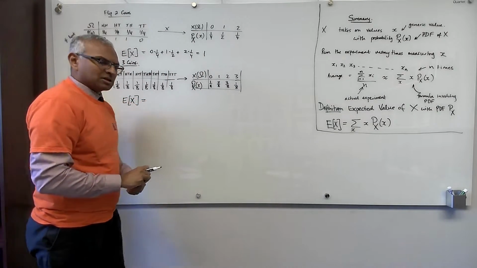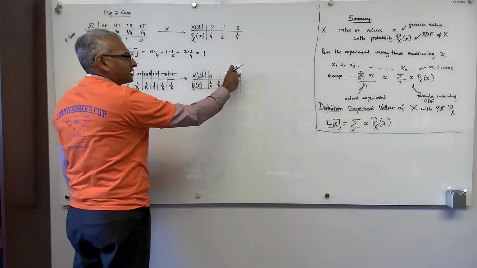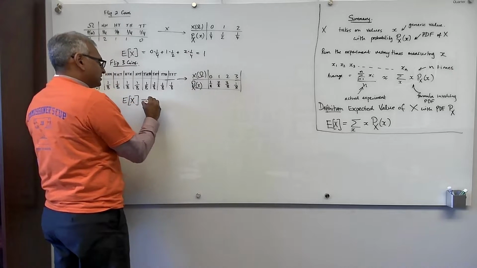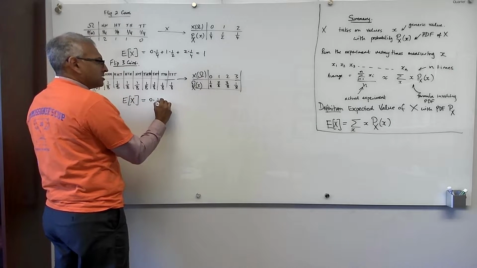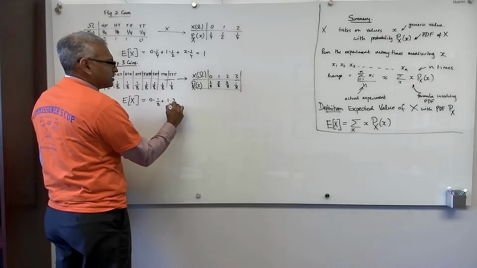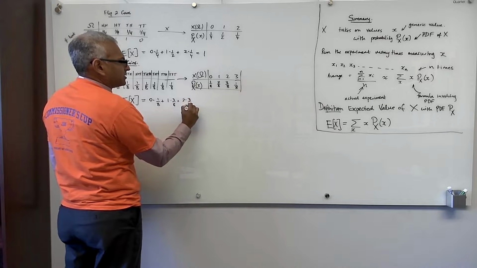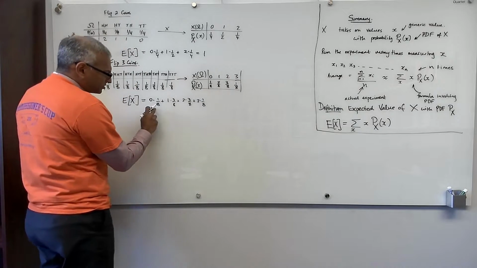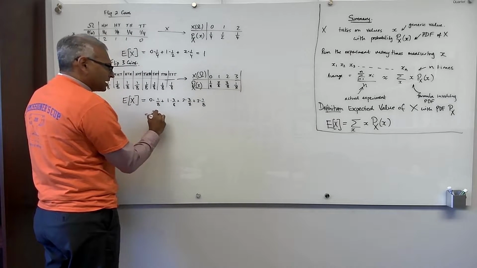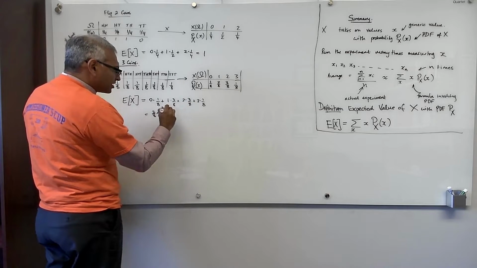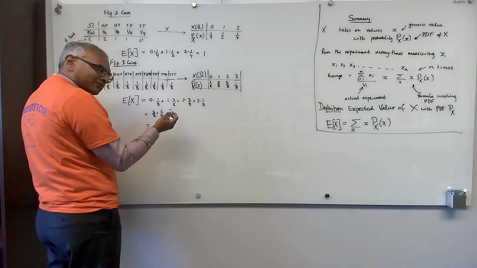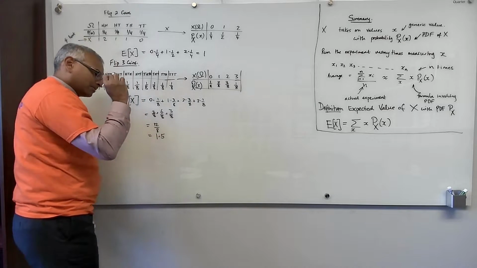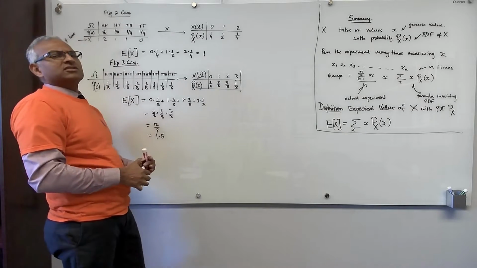well, we can use the formula. We derived the formula, and it is relatively simple. You take each possible value for X, multiply by the probabilities, and add. So 0 times 1/8, plus 1 times 3/8, plus 2 times 3/8, plus 3 times 1/8. Let's do the addition. You get 0, 3/8, plus 6/8, plus 3/8, which is 12/8, which is 1.5.